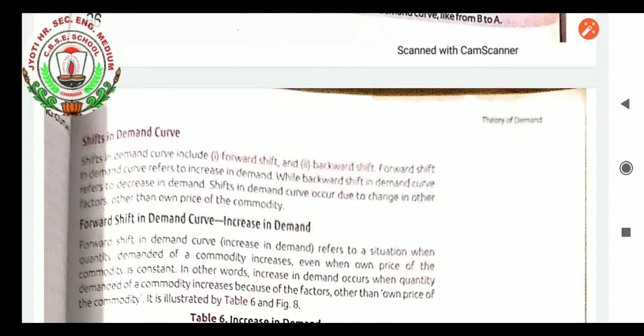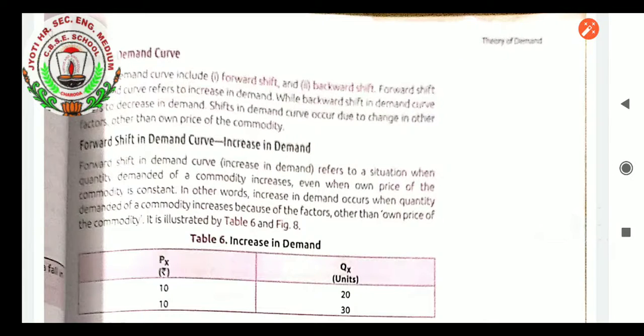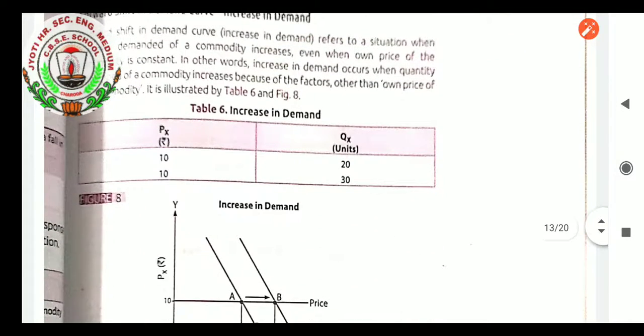Forward shift in demand curve, increase in demand, refers to a situation when quantity demanded of a commodity increases even when own price of the commodity is constant. In other words, increase in demand occurs when quantity demanded of a commodity increases because of factors other than own price of the commodity, as I already introduced. Like if the income of the person increases, definitely demand will increase. Price is constant here. Price will not change according to income, but demand will get affected by the income. So here price is constant, the demand is increasing.